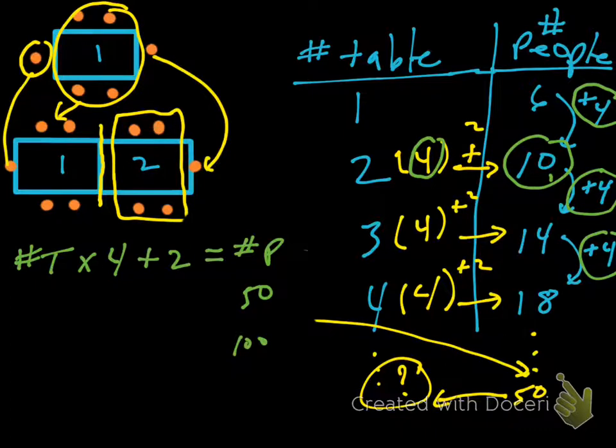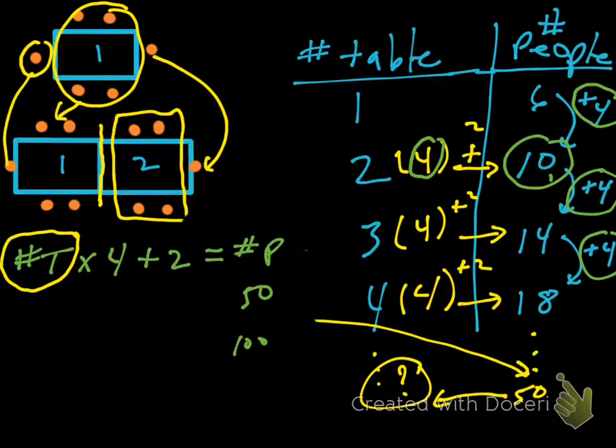To figure out how many tables you need, this is really what you want to do. You need to try to get rid of, or what we call isolating, a particular variable. So if you want to get T, then you need to isolate it.